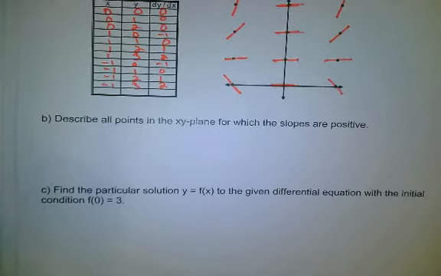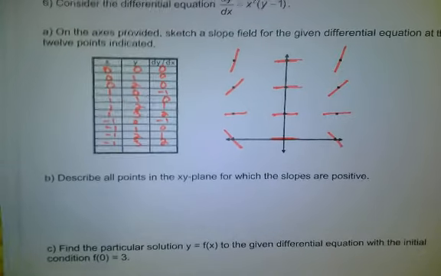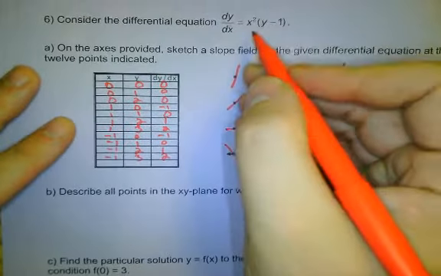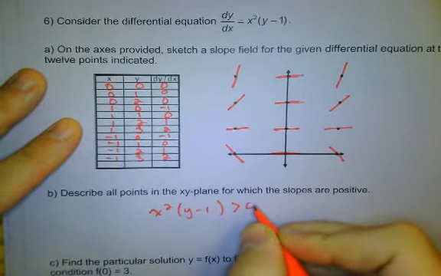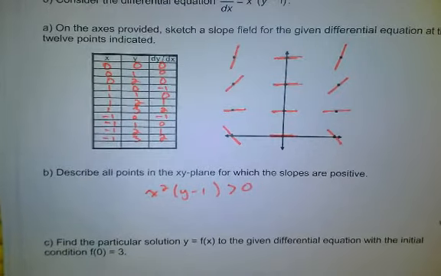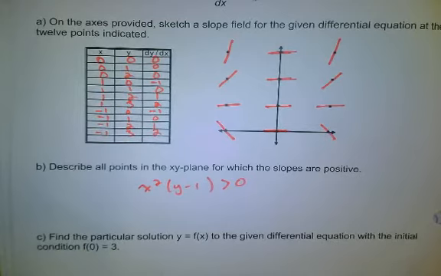Describe all the points in the xy plane for which the slopes are positive. So when are the slopes positive? Essentially, when the slopes are positive, that's bigger than 0, right? So whenever x squared times (y minus 1) is bigger than 0. We can do this with an equation, or we can just look at it. Figure it out. So when are all the slopes positive?